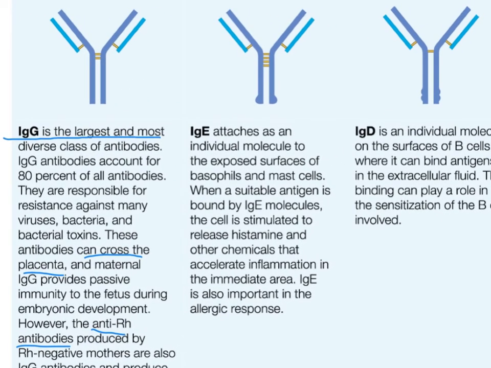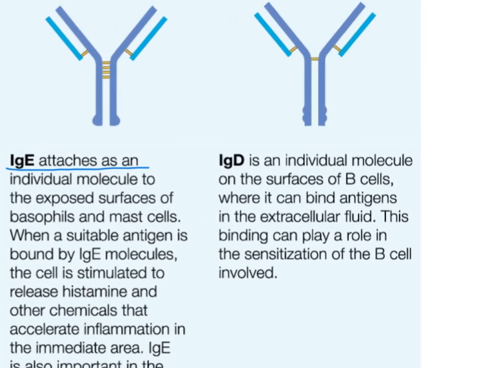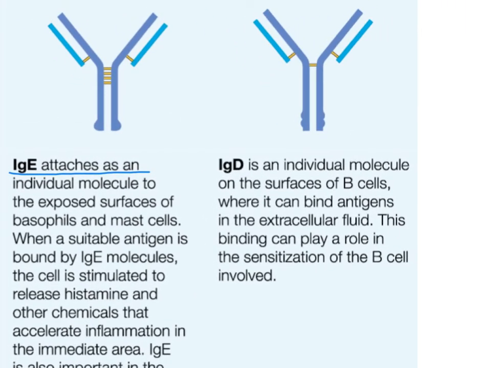Then we have IgE. IgE is going to be increased and stimulated when you have an allergic reaction. All right, so IgE, you want to remember that you see those with allergic responses, and then we have IgD. And IgD is the ones that are found on those B cells. So when I was drawing the B cells and I showed you all of those little antibodies sticking off of it, those are IgD antibodies.